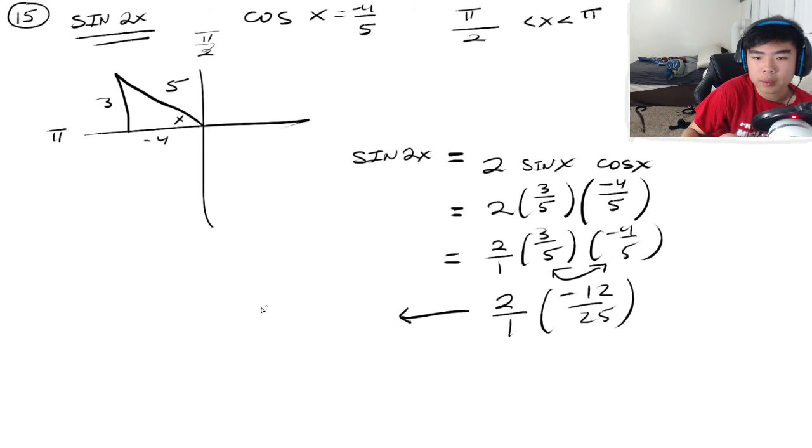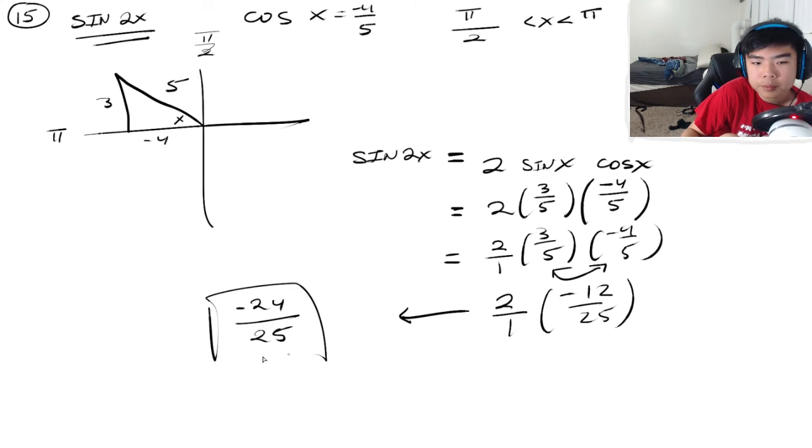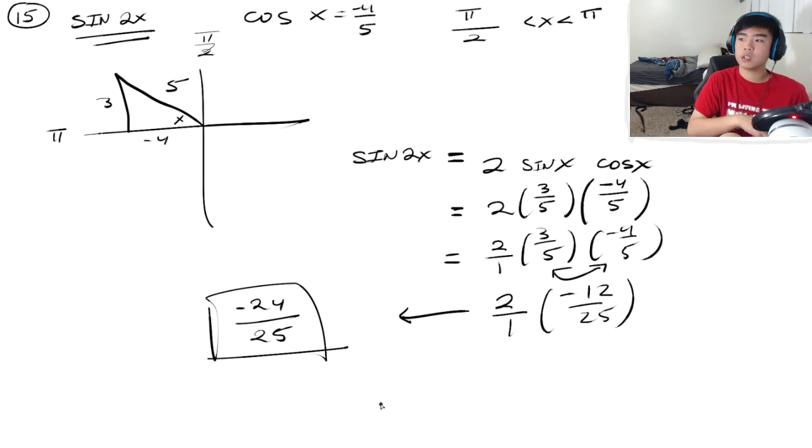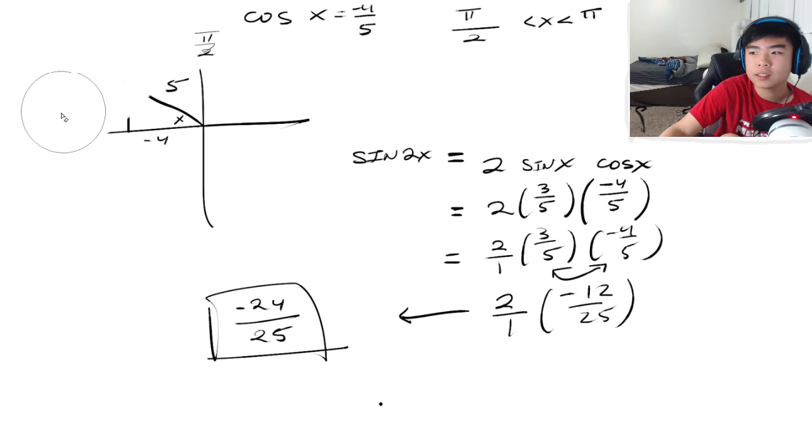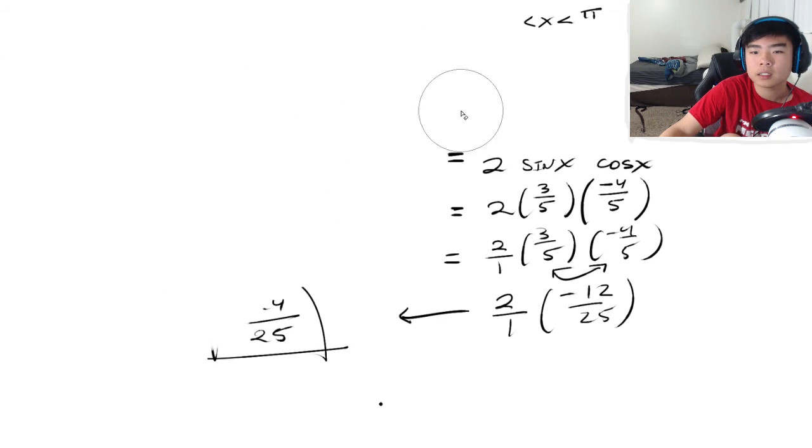So we do that, we'll get negative 24. And we're on to the last problem, finally. That took a while. I don't love you anymore. Goodbye. Alright.